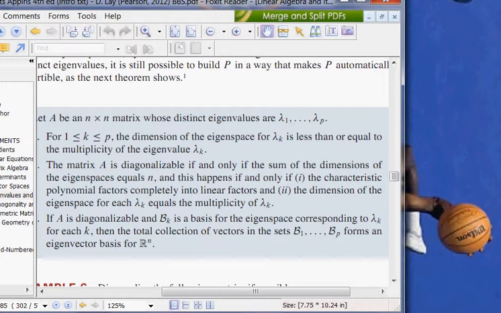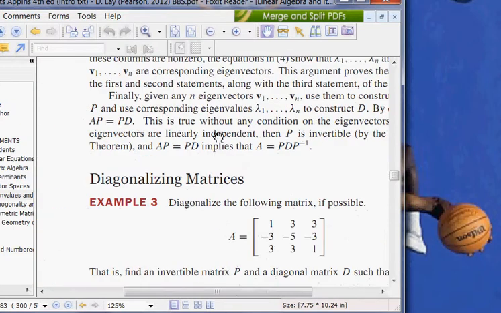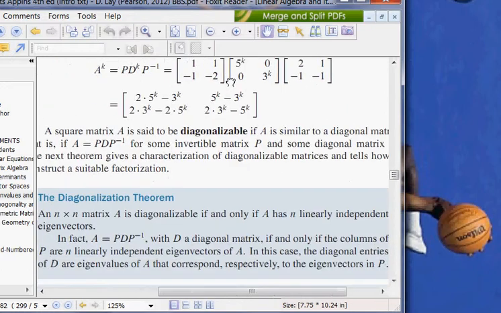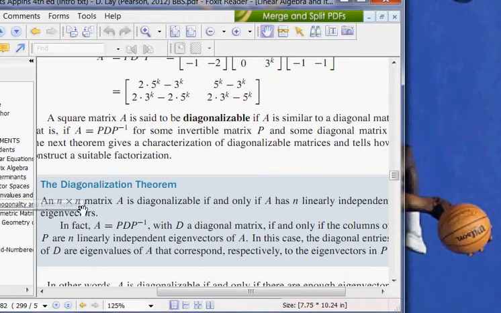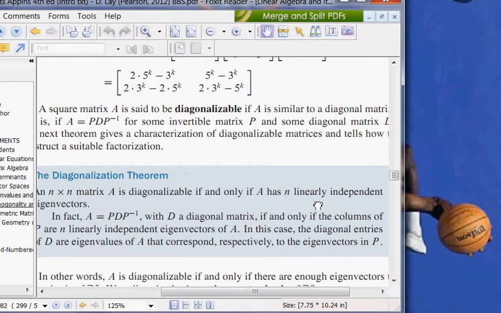So now let's go back to theorem 5 for a minute, if that's okay. What does it say right here? An m by n matrix is diagonalizable if and only if A has n linearly independent eigenvectors, okay? So theorem 7 just proves that A is diagonalizable because of that condition, and what theorem 5 says is A is diagonalizable if and only if A has n linearly independent eigenvectors, okay?